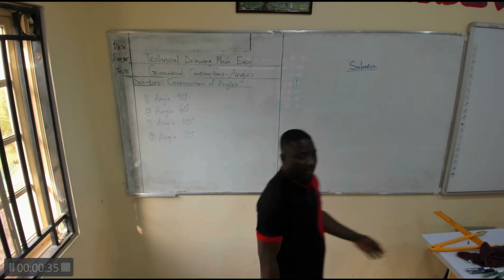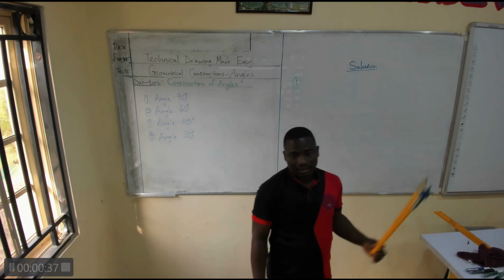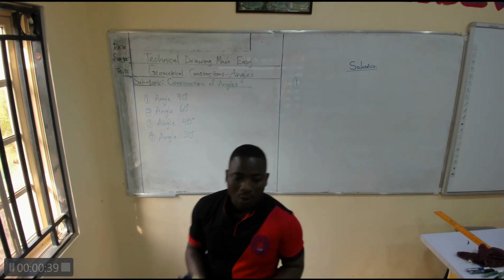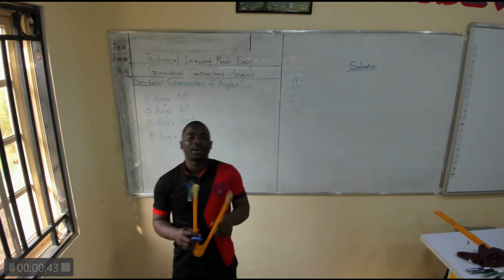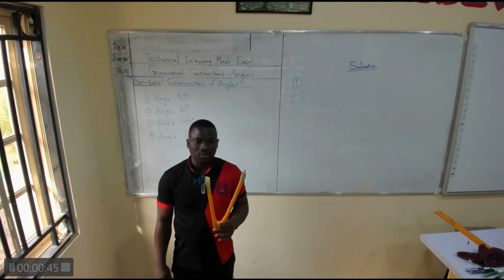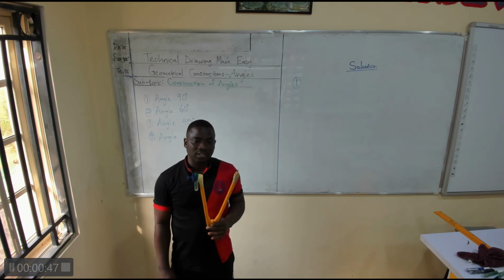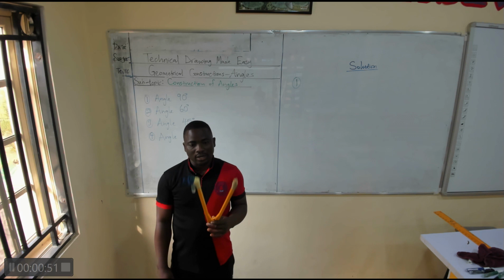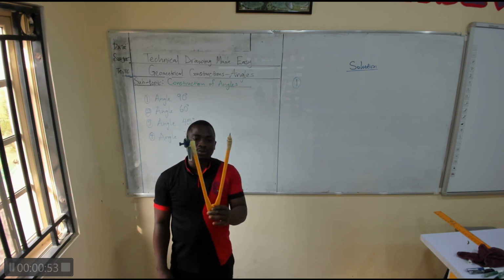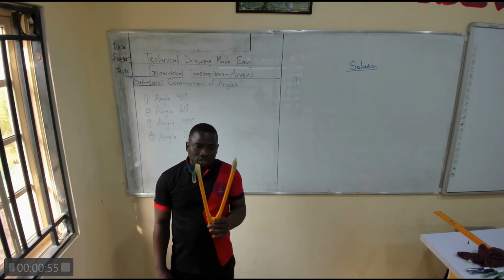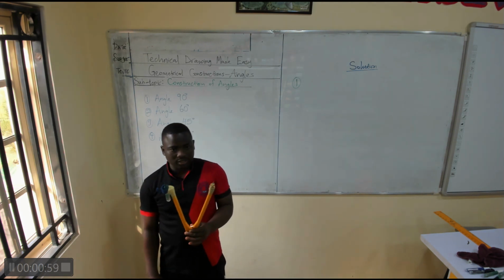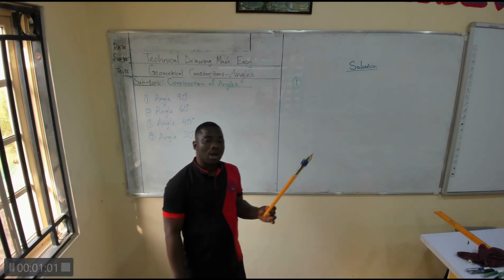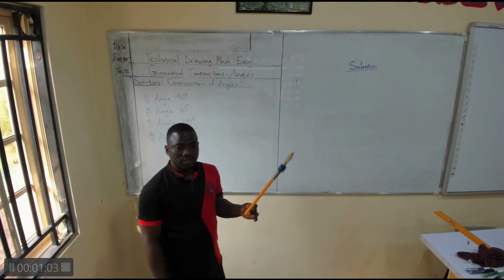method. When you are asked to construct an angle, you are expected to use your pair of compasses and not to draw it out with a set square or a protractor. You are expected to be able to construct it with a pair of compasses. Is that okay? So I'll be showing you how you are able to do this.